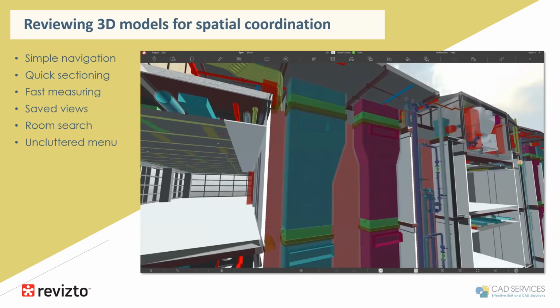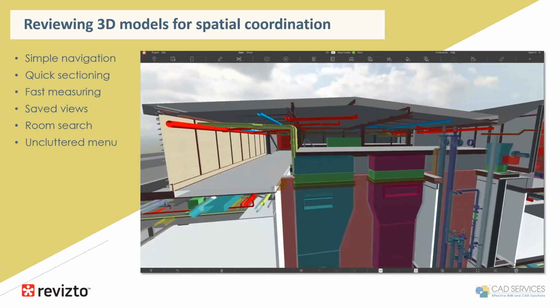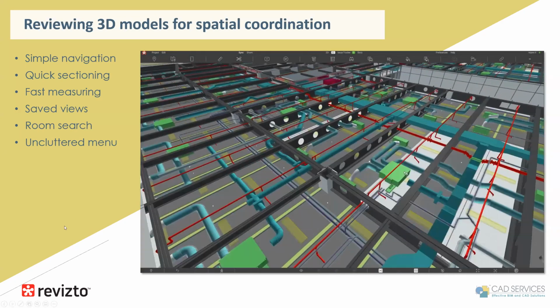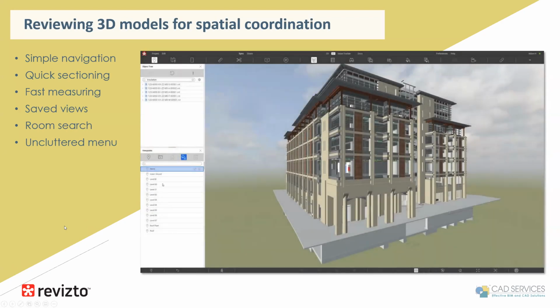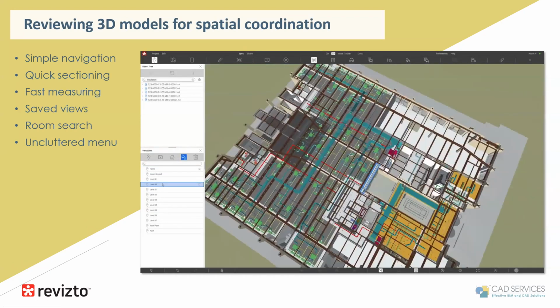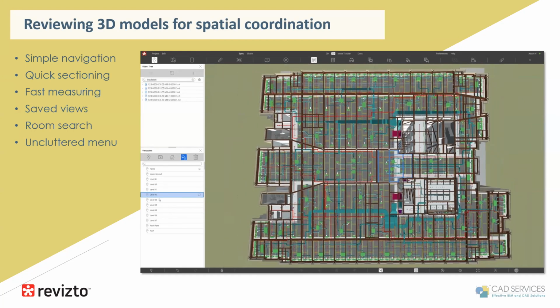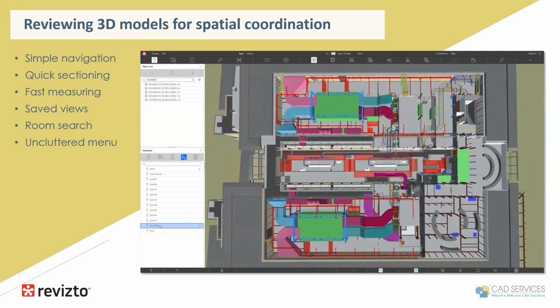While we are navigating, no matter where we are, we can very quickly cut sections and adjust the cut plane to get a better look at our model. We save views for each level of the building, giving an overview of each floor so that we can quickly jump up and down through the model and review specific areas very quickly.